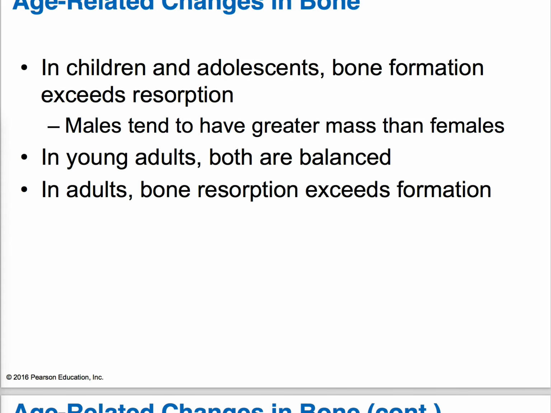Men, compared to women, tend to have greater bone mass. In young adults, the amount of formation and resorption is relatively balanced. Now, in adults, what ends up happening is resorption exceeds bone formation.